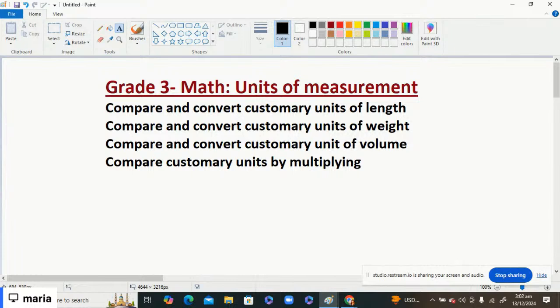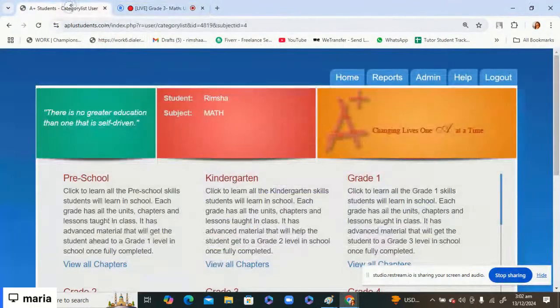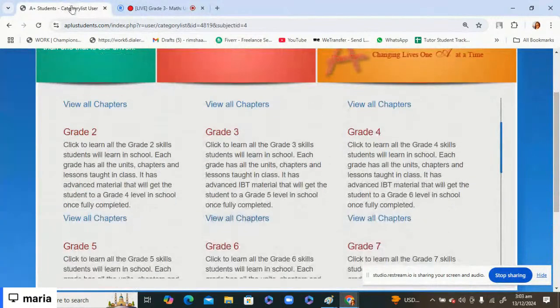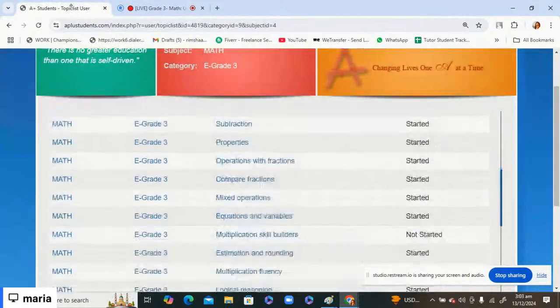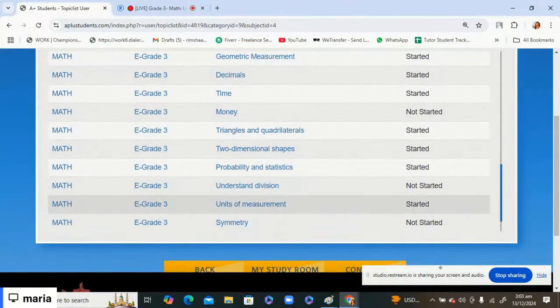You can find all the lessons on aplusstudent.com. You have to log in by using the email and password that are provided by the administrator. Go to the subject tab, select maths from there. Then go to grade 3, view all chapters. Here is the list of the chapters. So we are on units of measurements.